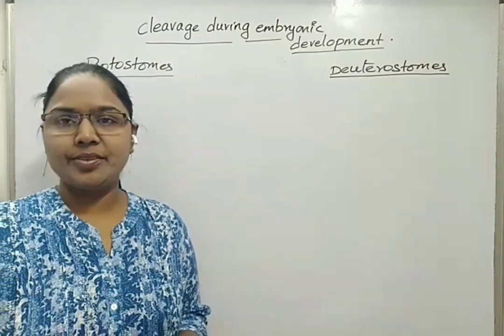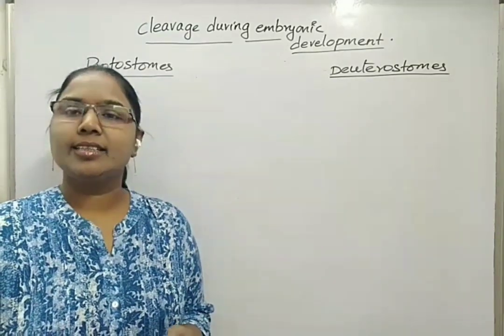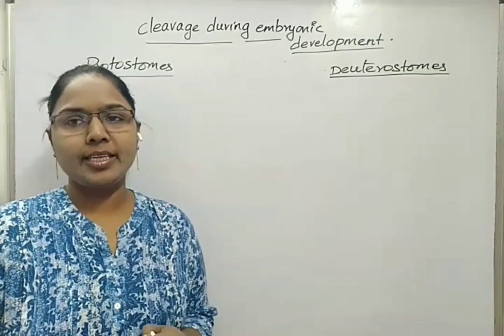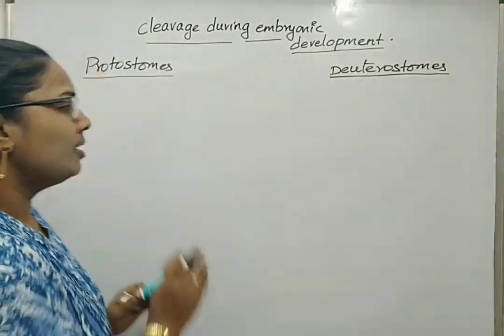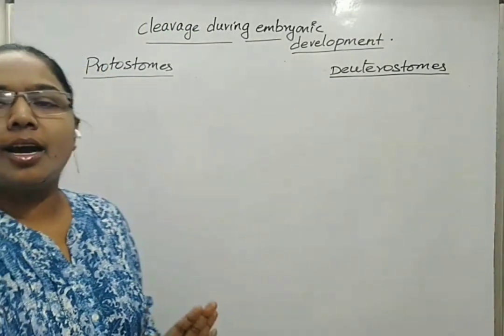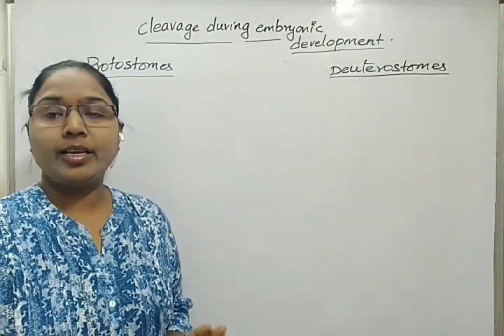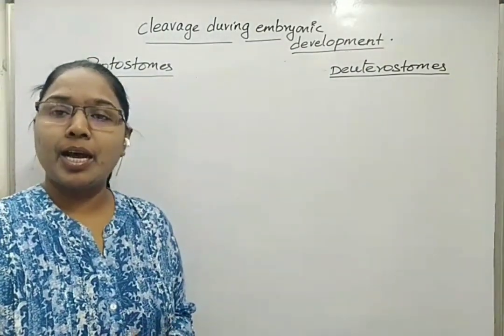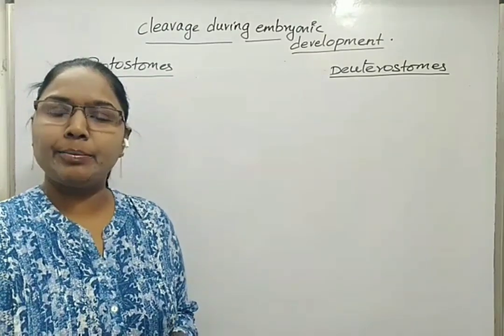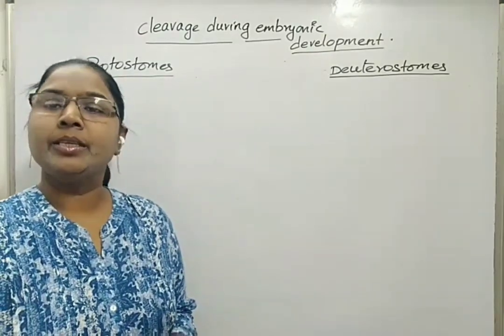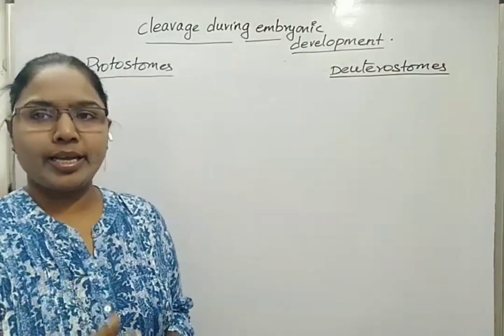Hello students, now we will discuss few points regarding the differences of protostomes and deuterostomes. These two types of organisms are differentiated majorly on the type of cleavage and also the conversion of blastopore, which we see in the embryonic development of the organism, into mouth or into anus.